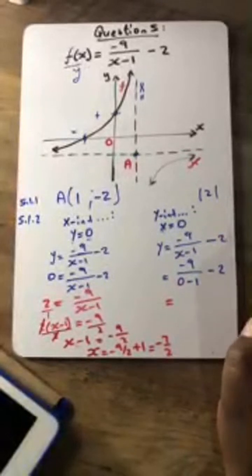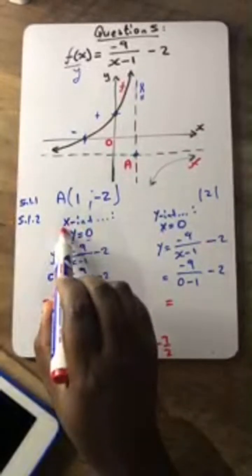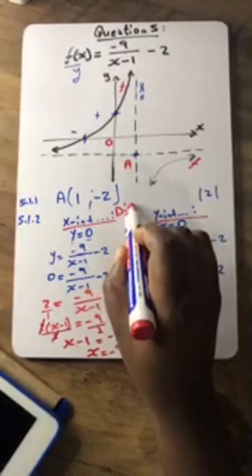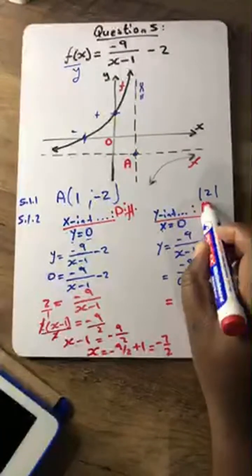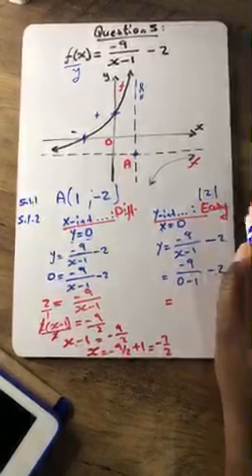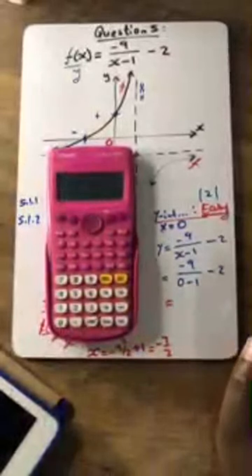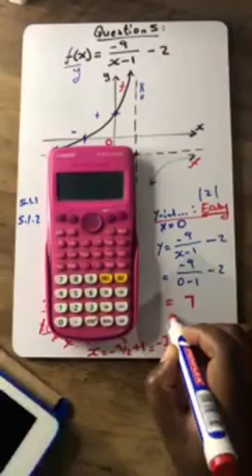So you just need to always remember that when it comes to calculating the x-intercept and the y-intercept, this one, let me say, is difficult, but this one is easy. Just so that it's easier for you to always remember, when you do the y-intercept, it's easy because you just punch on a calculator, then you get an answer. So that means you have negative 9 at the top, and then 0 minus 1 at the bottom, and then on the side it's minus 2, it ends up being 7.